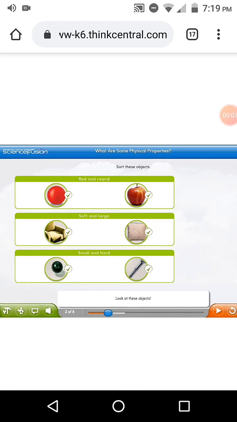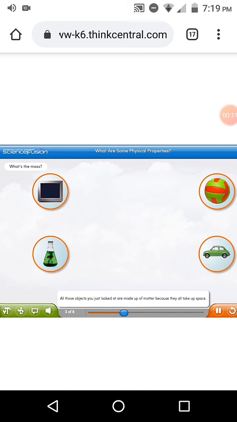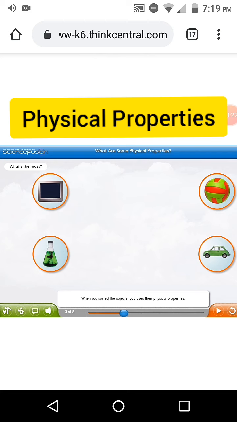What do you mean by the word mass? Listen. All those objects you just looked at are made up of matter because they all take up space. When you sorted the objects, you used their physical properties, right? Just like shape, size, hardness, color, texture, and mass.